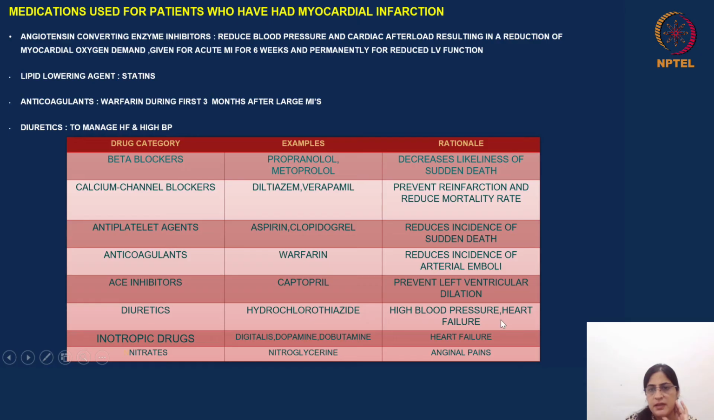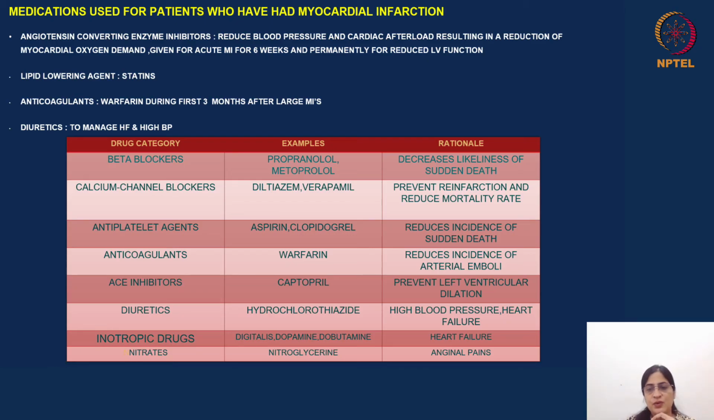The rationale given here: beta blockers to decrease the likelihood of sudden death. Calcium channel blockers will prevent reinfarction and reduce the mortality rate. Antiplatelet agents reduce the incidence of sudden death. Anticoagulants will reduce the incidence of arterial emboli. ACE inhibitors to prevent any left ventricular dilation. Diuretics to treat high blood pressure and prevent heart failure.